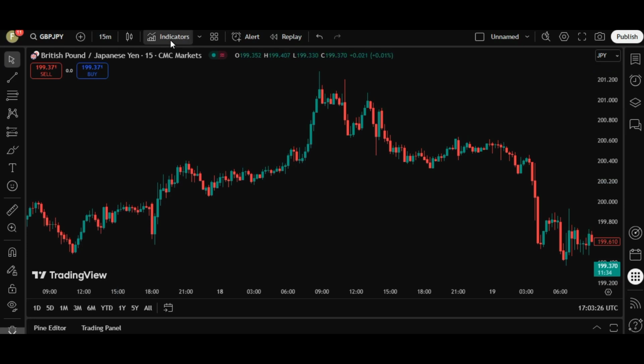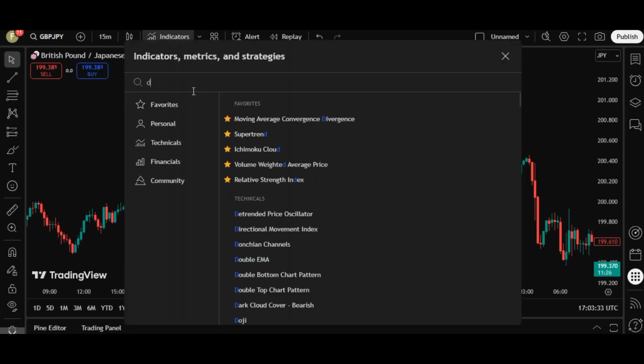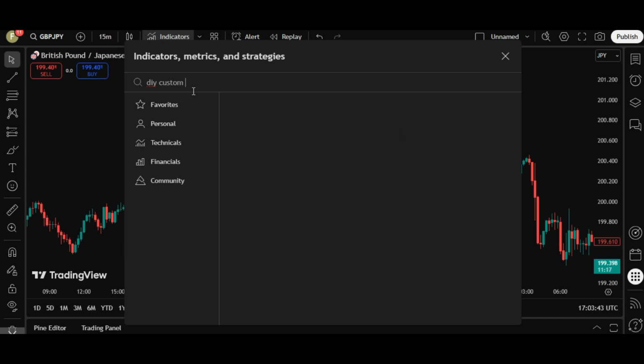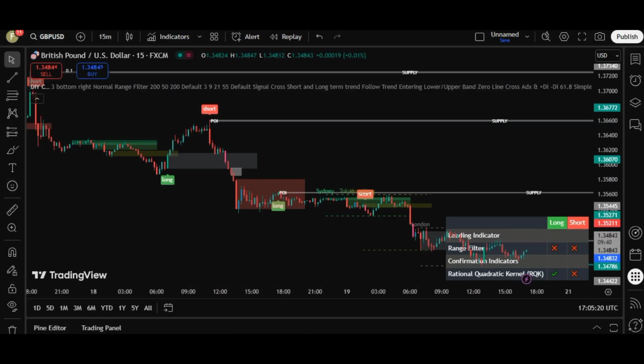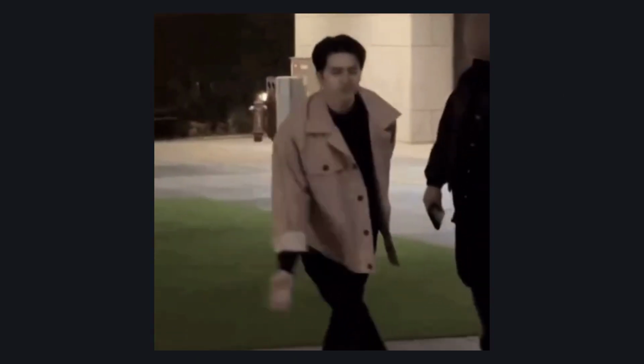Alright, let's get it on the chart. Step 1, open TradingView. Step 2, click Indicators. Step 3, type DIY Custom Strategy Builder ZP. Step 4, click Add to Chart. And boom, it's right there. That's it. No coding, no copy paste, no panic attacks. Just click and done. Easy peasy.